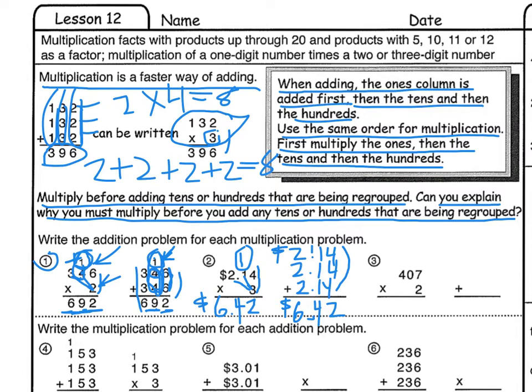So you should have already done number 3. 7 times 2 is 14. Regroup with the 1.